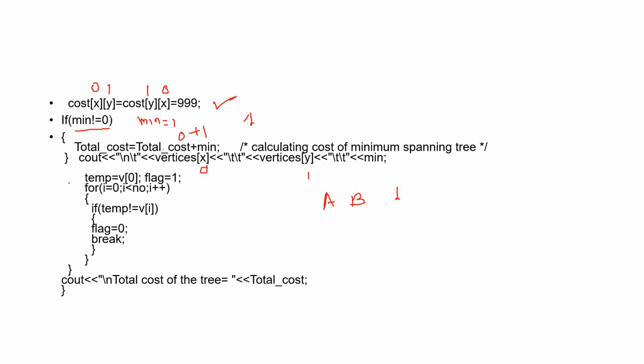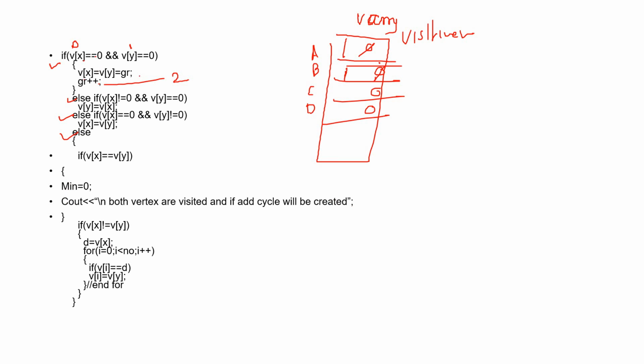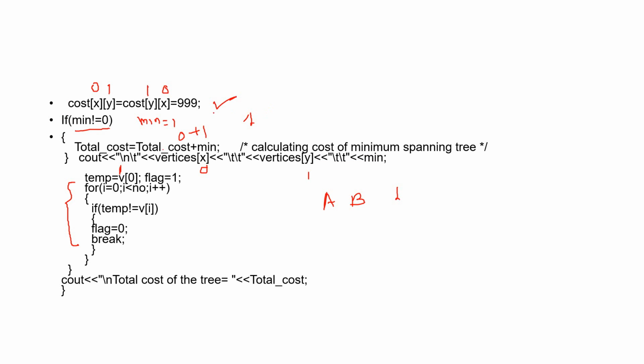After that, what do we want to do? We have to check whether all vertices are visited or not. That's why temp is equal to V of 0. Temp is equal to V of 0. What is the value of V of 0 now? It is 1. Okay. Where did we create it? Because here you can see we have created V of 0 equal to 1 and V of 1 equal to 1. So that too we have done.